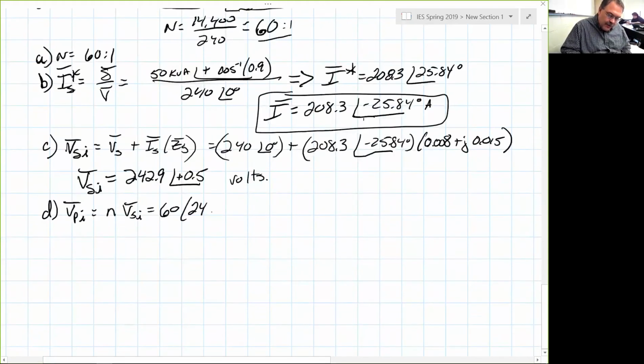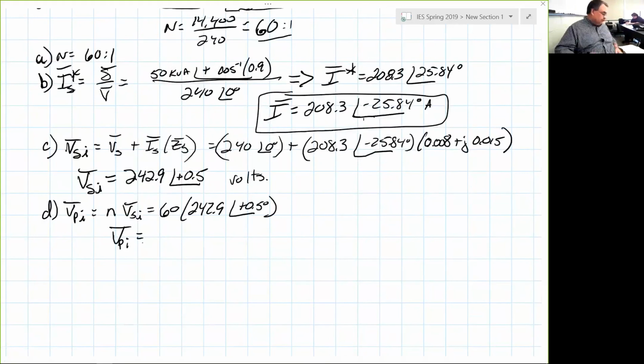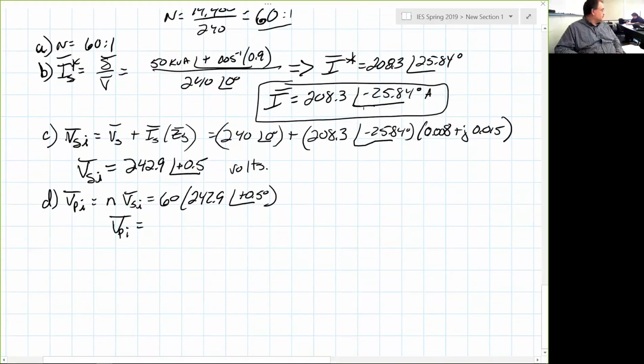times 242.9 at angle plus half a degree. So V_PI is equal to what? That's like 14,574, angle 0.5 degrees. Good. Volts.